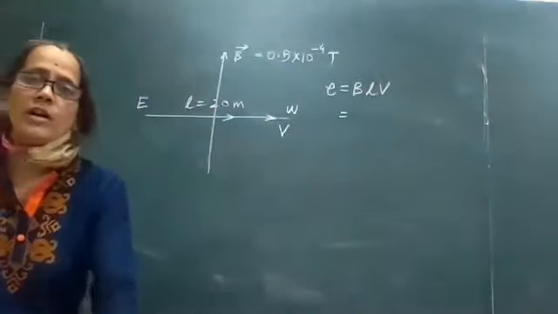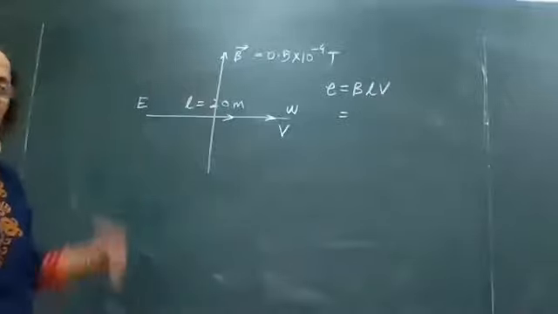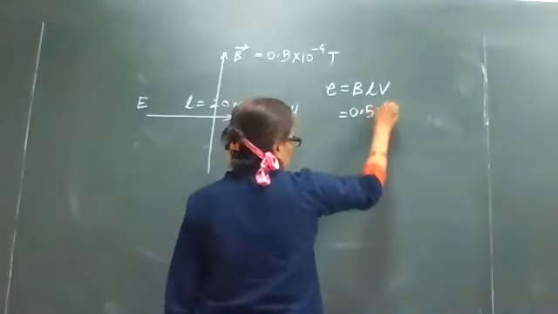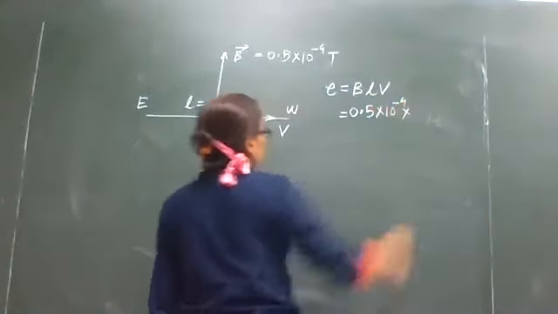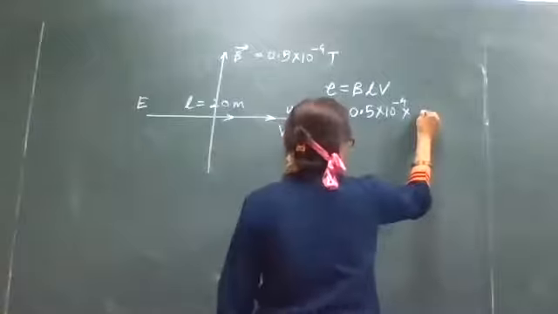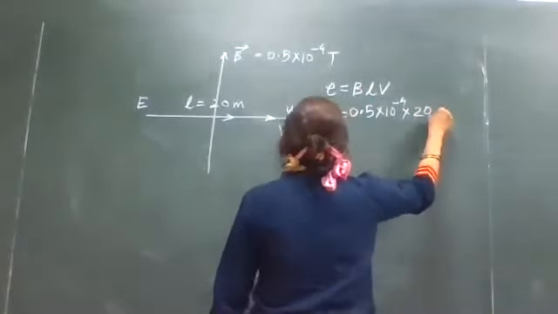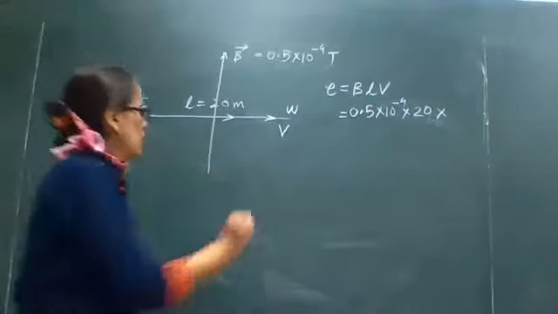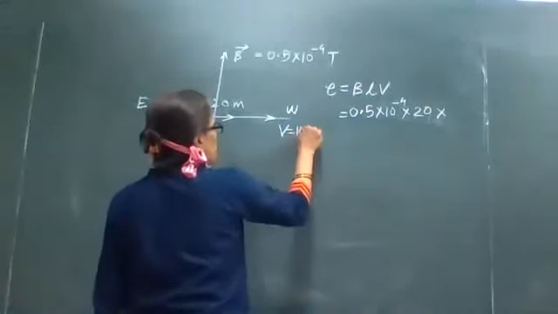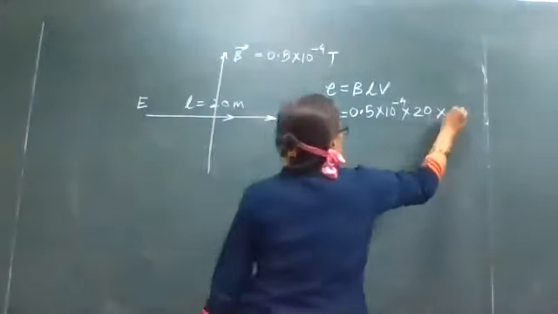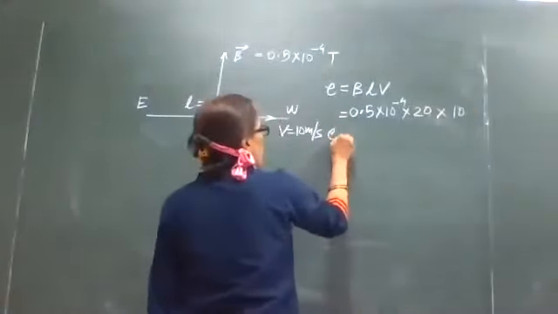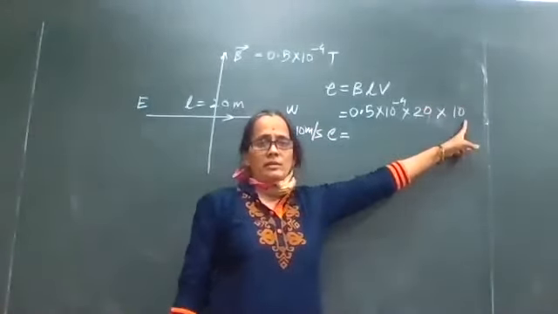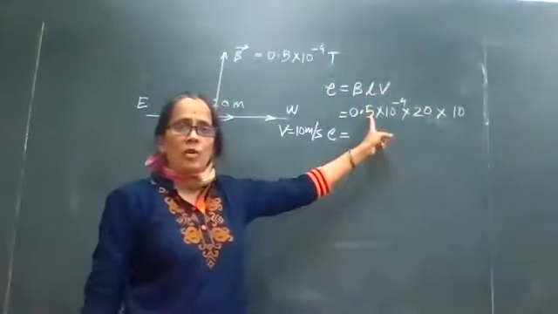Finished. You know all the things. Just go on putting the values. B is 0.5 into 10 raised to minus 4. L, the length of the rod, is 20 meters. The rod will be moving with a certain velocity. The velocity of that rod is given as 10 meters per second. So now for the EMF, just go on multiplying. 20 into 10, 200. 200 into 0.5.